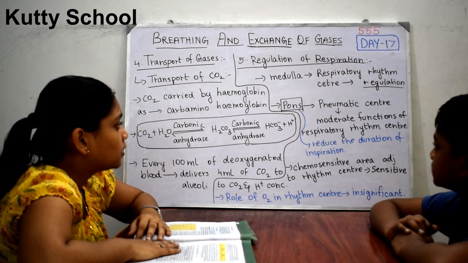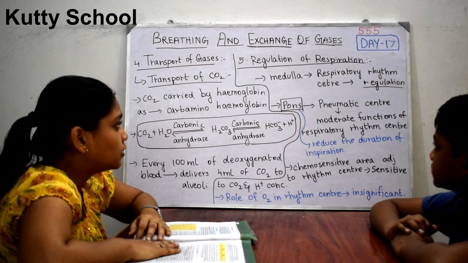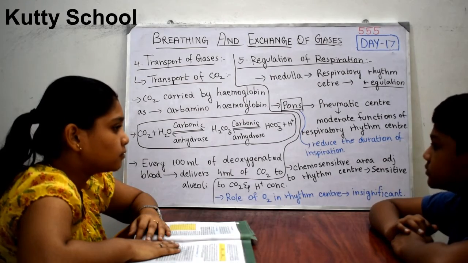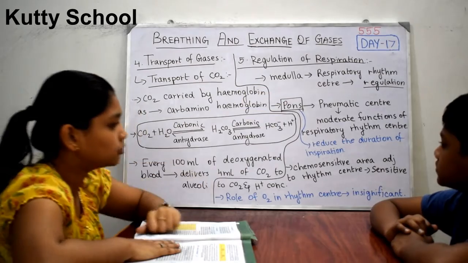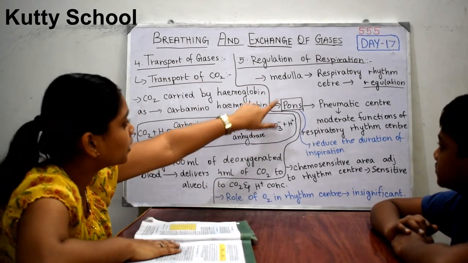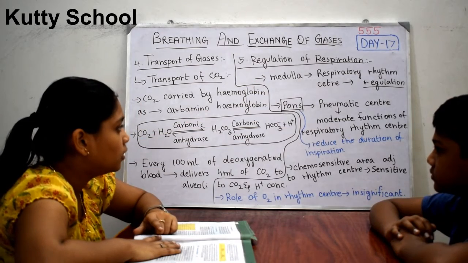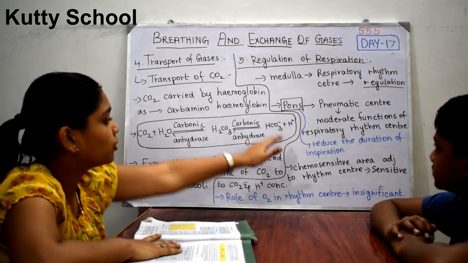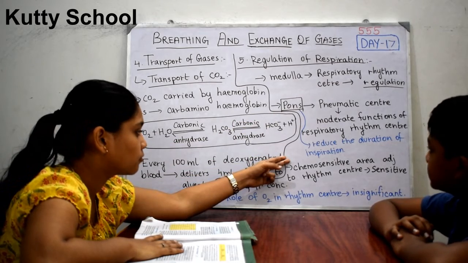And then the pons region of the brain is known as the pneumotaxic center. That pneumotaxic center moderates the functions of the respiratory rhythm center. So the pons moderates the functions of the respiratory rhythm center, and it also reduces the duration of inspiration by nerve signals.